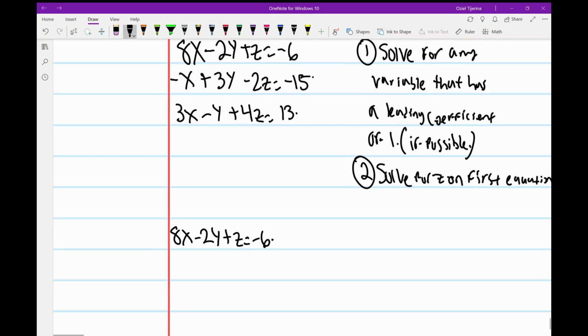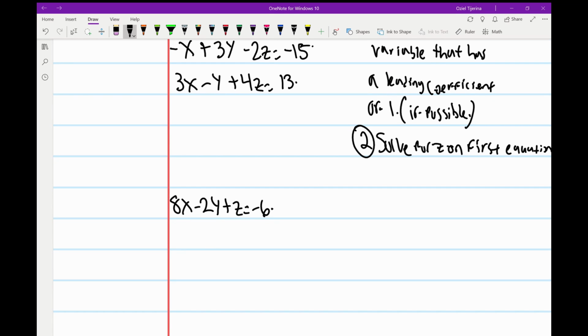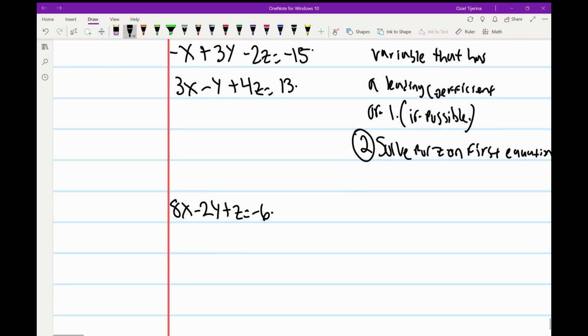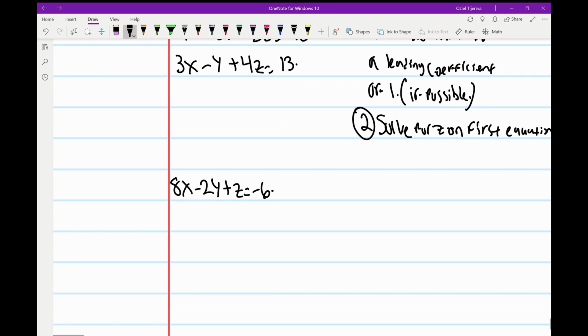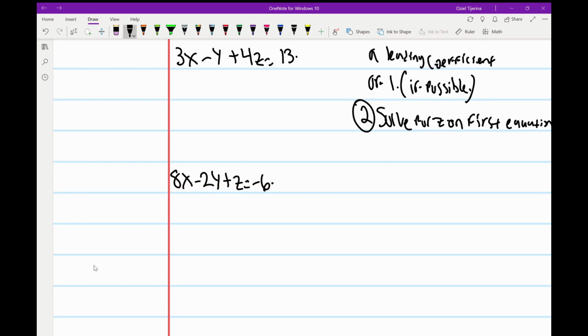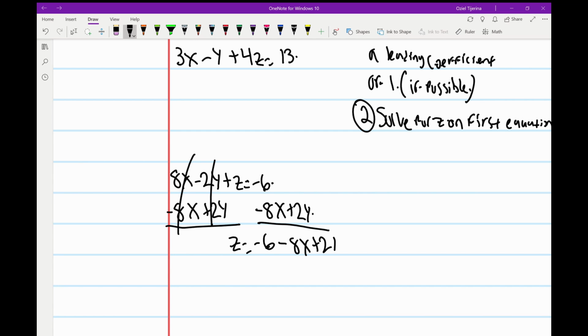And then we have negative x. So, okay, we're going to solve for z. So we have minus 8x plus 2y, and then over here we have minus 8x plus 2y. We're going to get rid of this part so we can get z by itself. So we have z equals negative 6 minus 8x plus 2y.